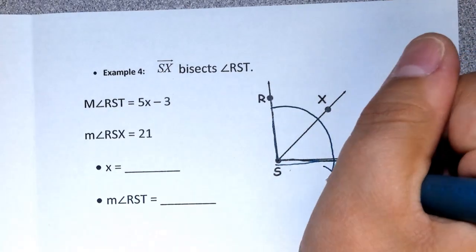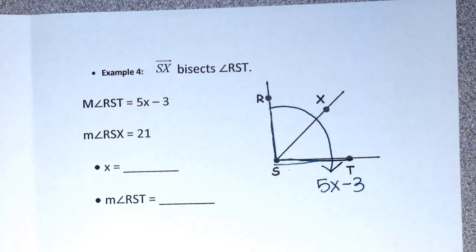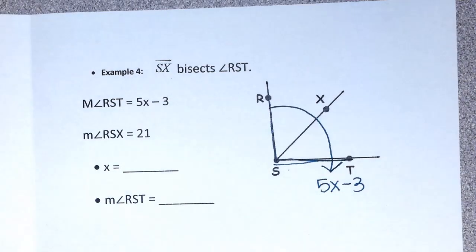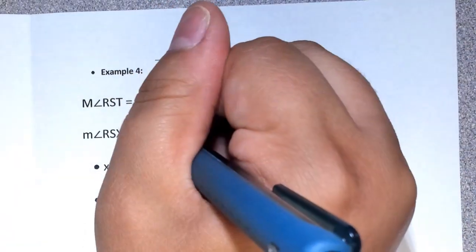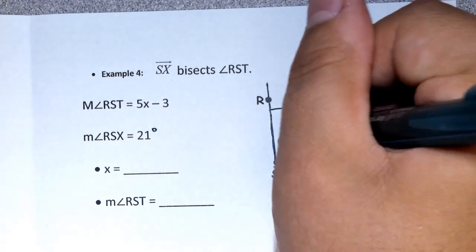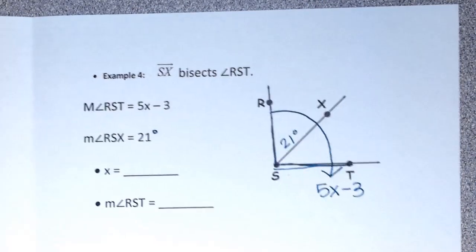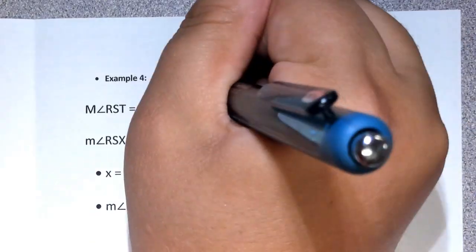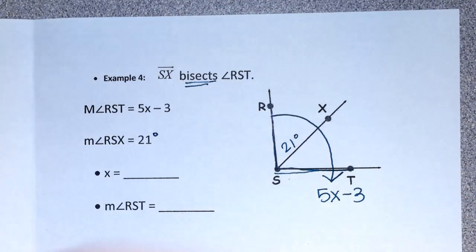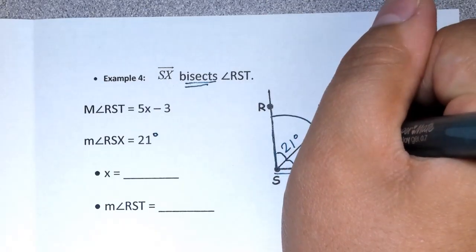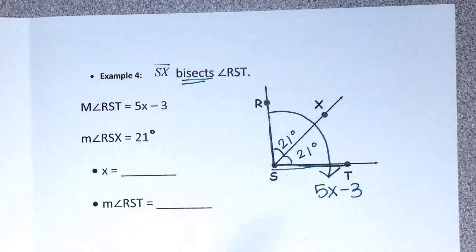That's the whole thing. The whole thing is 5x minus 3. How many of y'all put that right here? You need to make sure you're listening or reading. Then it said, and by the way, can everybody put a degree sign on that 21? RSX is 21 degrees. Well, what else did I kind of skip over reading and not even pay attention to? Bisects. The word bisects. Because it says bisects, what can I add? The arches. And so because that's 21, what's this? 21.